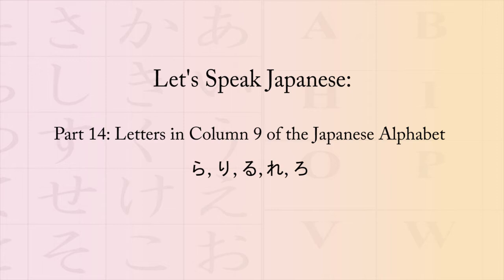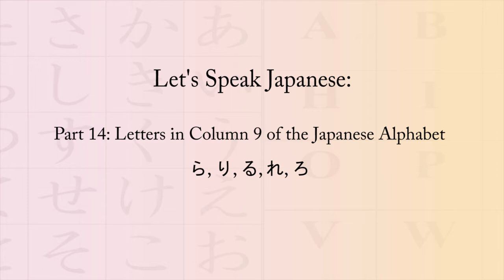The reason for this difficulty is column 9 covers the letters ra, ri, ru, re, and ro. Now, the difficulty comes from the fact that there are no corresponding English letters that can completely match the sound of these 5 letters. Typically, people will use the letters R or L to cover this column, but neither one of those really matches the sound of the letters in column 9.